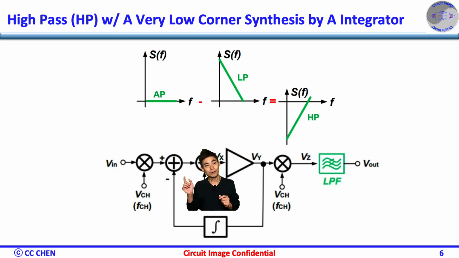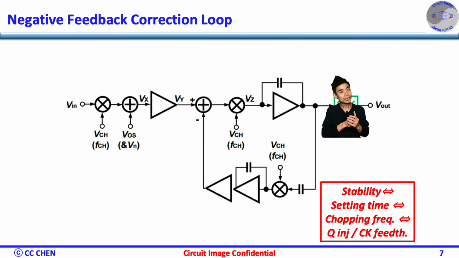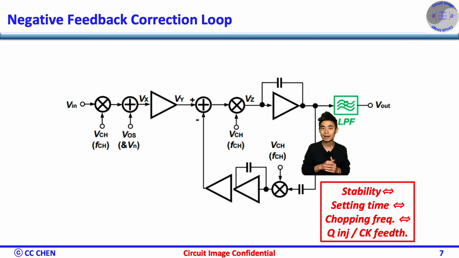Okay, from this topology, do you have more ideas to reduce the ripple? Think about the feedback images one more time for 5 seconds. Bingo! We can sense the ripple and feed it back to cancel the input offset.